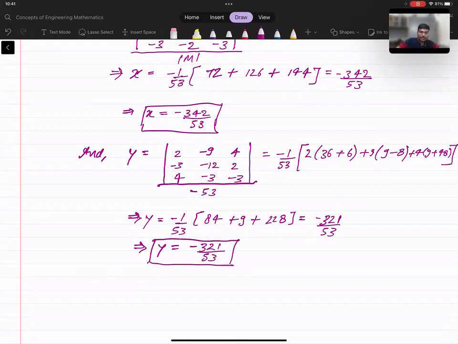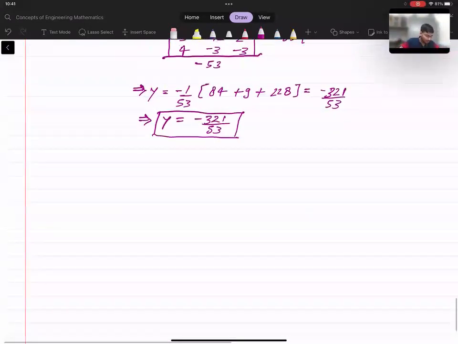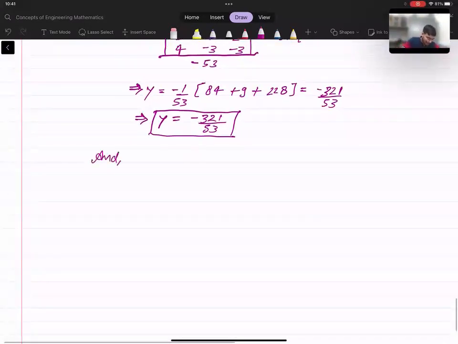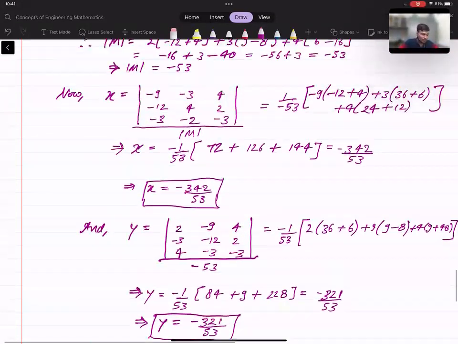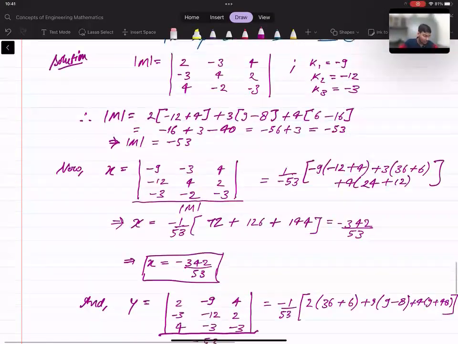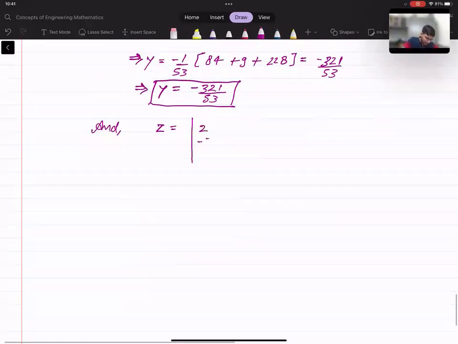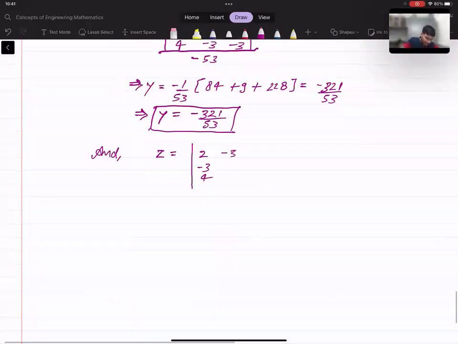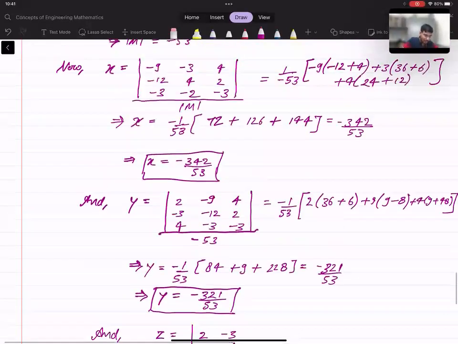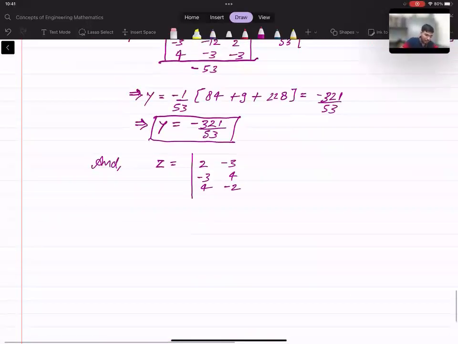Similarly, we can get the value of z also. Okay, so z is given as again the same determinant, but in place of the coefficients of z, we will put k1, k2, and k3. So the determinant is 2, minus 3, 4. Then we have minus 3, 4, minus 2. And k1, k2, k3 is minus 9, minus 12, and minus 3.